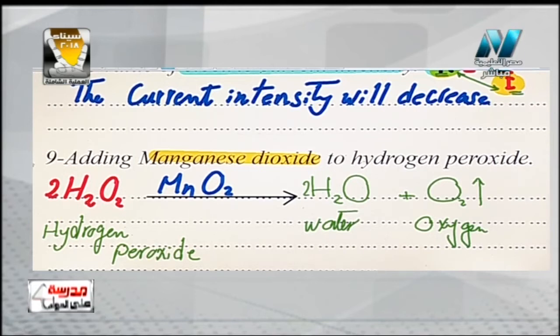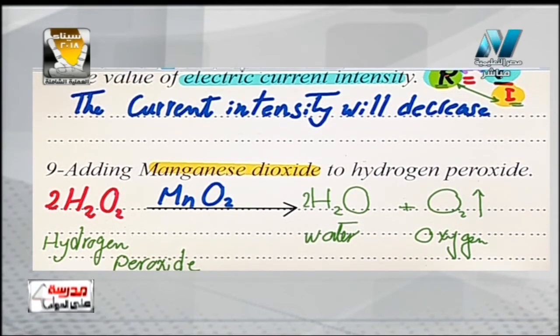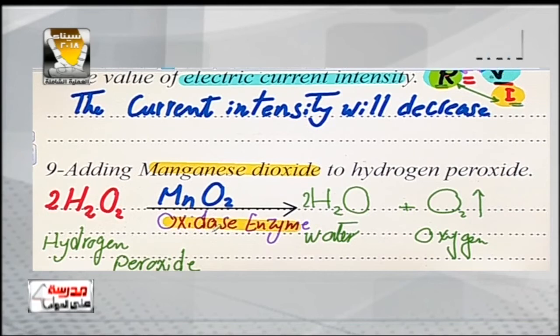Okay? And we can use another catalyst in the same chemical equation, as we can use here oxidase enzyme. As oxidase enzyme is considered a catalyst instead of manganese dioxide. And the oxidase enzyme exists in sweet potato in large quantities.